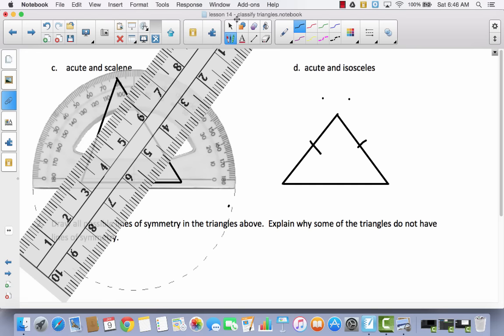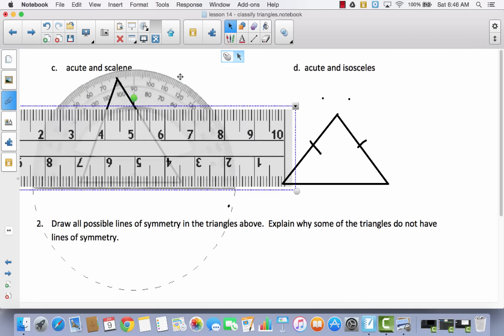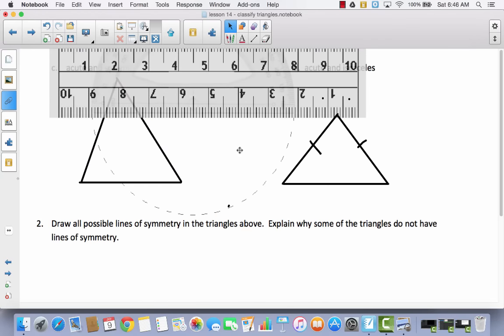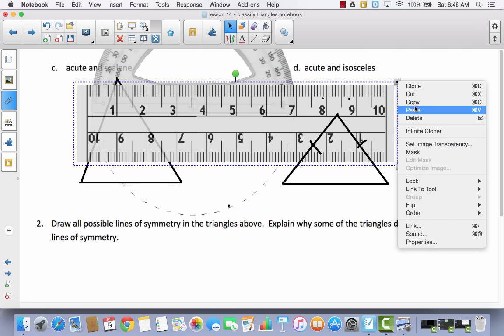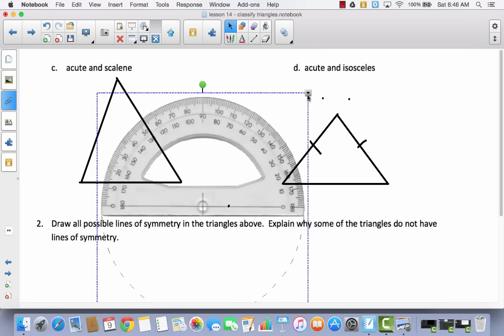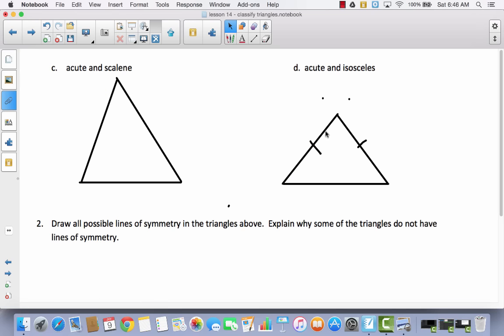Okay, so now we have constructed, or drawn, 4 triangles based on given criteria. We were given 2 sets of characteristics. We were given side length, and we were also given angle measure. Okay, so now for number 2, we have to draw on our triangles above. So I'm going to have to get rid of my protractor. It's in the way here. All right, so for number 2, it says, draw all possible lines of symmetry in the triangles above. Explain why some triangles do not have lines of symmetry.